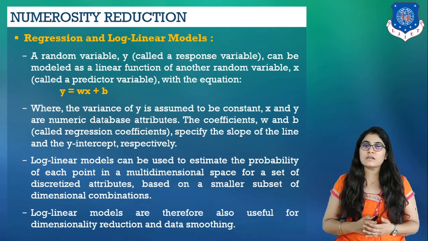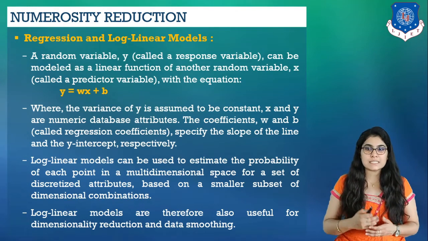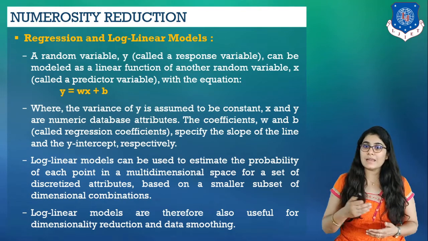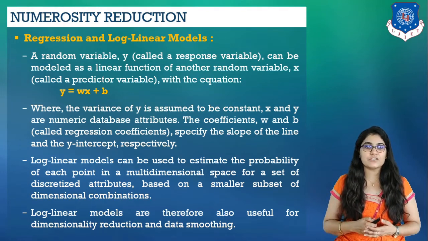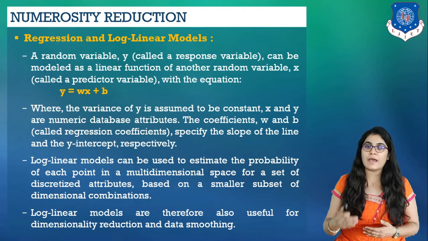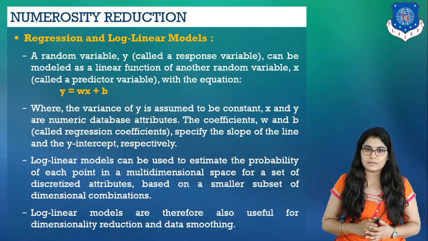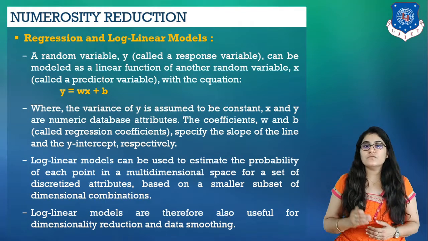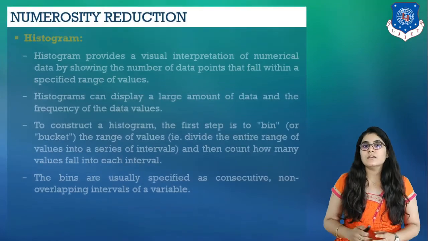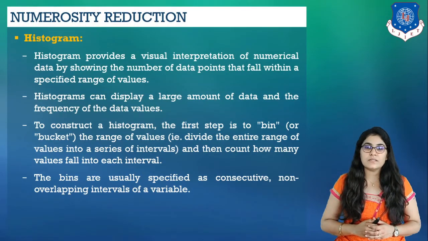Log linear models are also useful for data smoothing, since aggregate estimates in the lower dimensional space are less subject to sampling variations than the estimates in the higher dimensional space. Now let's discuss the methods of numerosity reduction. Histogram is one of the methods under the numerosity reduction strategy.